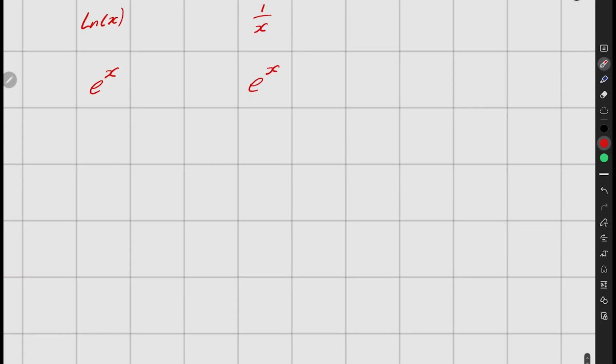Let's move on to your trig functions. We're just going to focus on cos of x. Its derivative is negative sine of x, and sine of x, its derivative is just cosine of x. Alright?